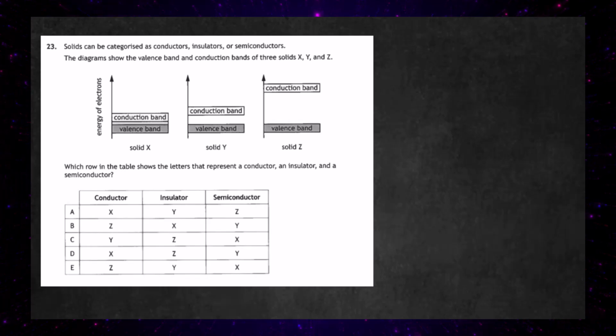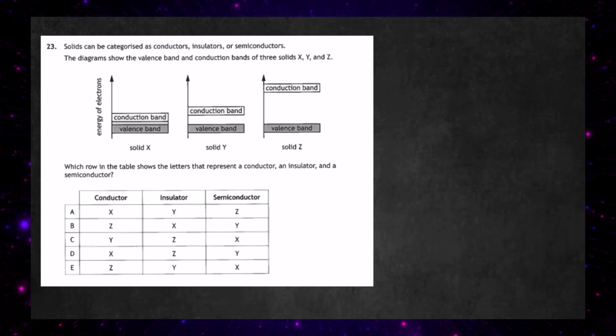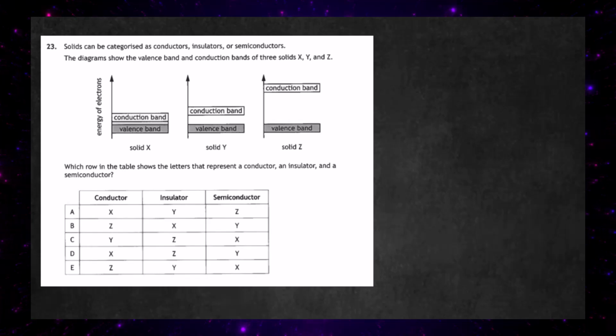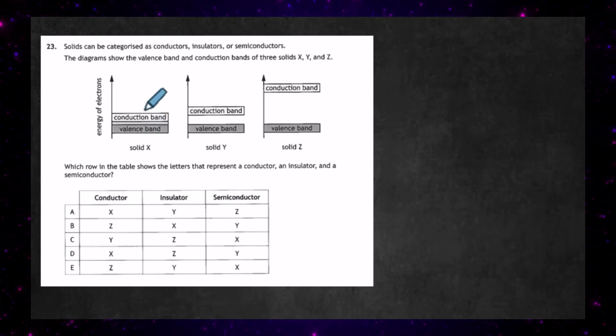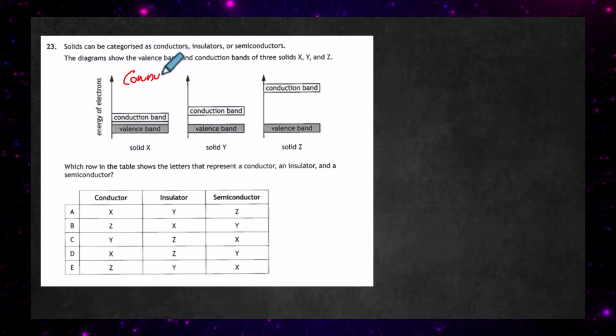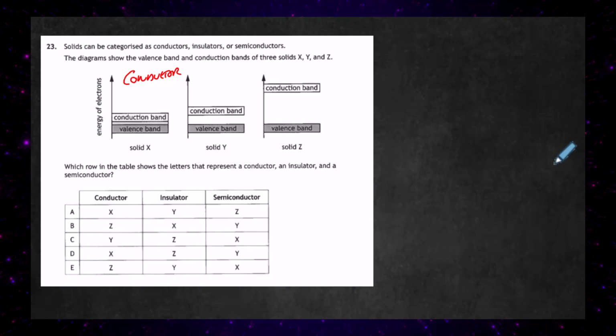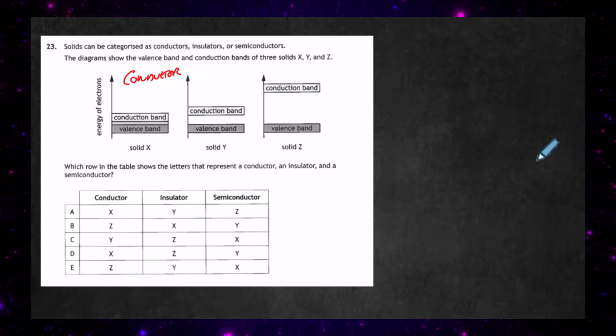Well, the clue is look first of all for the conduction band and the valence band being so close together, almost overlapping one another, and that is the conductor, and that's going to be solid X. So solid X is the conductor. Then you go to the opposite extreme and look for the band gap to be as wide as possible. That will be the insulator.